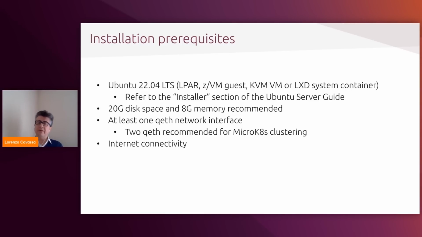In terms of resources, MicroK8s requires around 20 gigabytes of disk space and 80 gigabytes of memory. These are the recommended resources. At least one network interface, a couple if you want to go clustered. So if you want to install MicroK8s on a number of nodes in order to create a cluster, it is better to have a couple of network interfaces. And then, of course, internet connectivity in order to download the snap package for MicroK8s, but also all the OCI images you need from the registries you prefer.